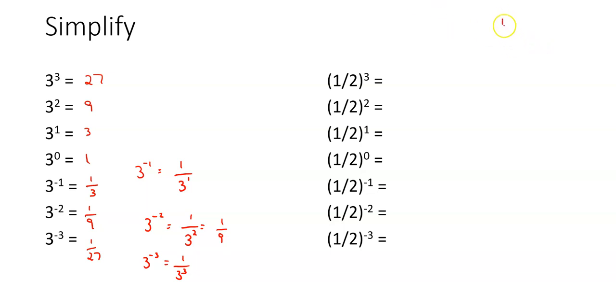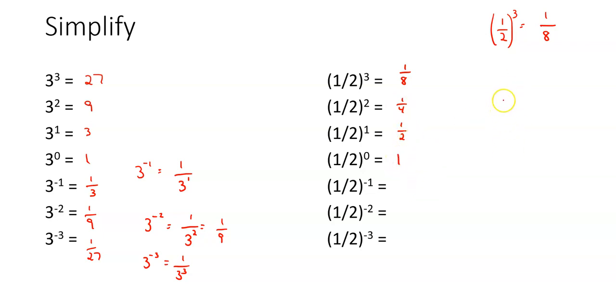What about on this other side? I have 1/2 to the third. Well, 1/2 to the third simply means that I cube the top. Well, 1 cubed is just 1. Cube the bottom. 2 cubed is 8. So 1/2 to the third is 1/8. You might imagine if I had 1/2 to the second, I'd have a quarter. 1/2 to the first is just 1/2. 1/2 to the 0 power is 1.